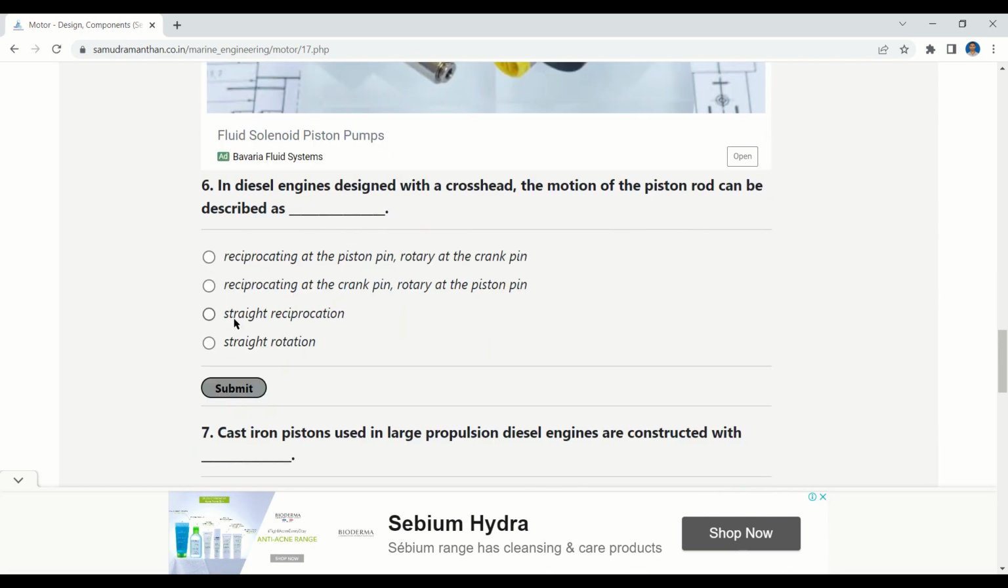Our next question is in diesel engines designed with a crosshead, the motion of the piston rod can be described as, and the given options are reciprocating at the piston pin, rotating at the crank pin, rotary at the crank pin, reciprocating at the crank pin, rotary at the piston pin, straight reciprocation, straight rotation, and the correct option should be straight reciprocation.